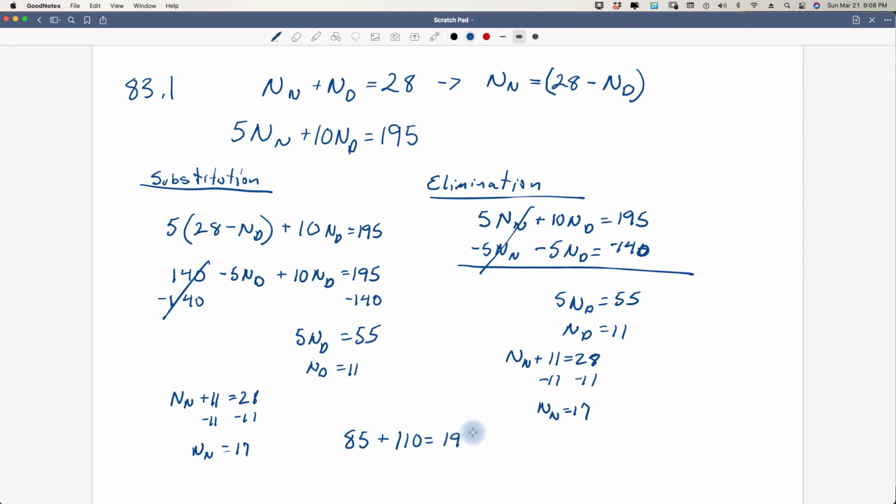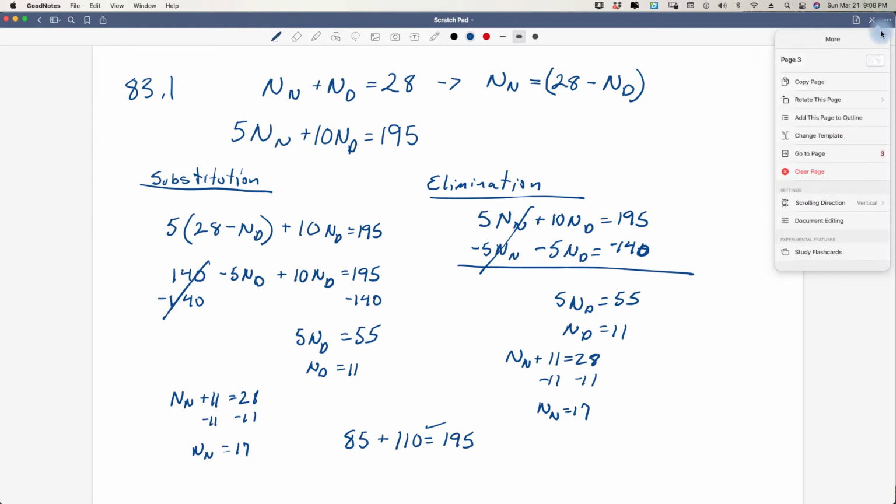Does that equal 195? It does. 85 and 10 is 95. So 195, that's correct. So we got the same answer for both. We checked our answer, and it's correct. So we are confident that substitution and elimination works, given that instance.